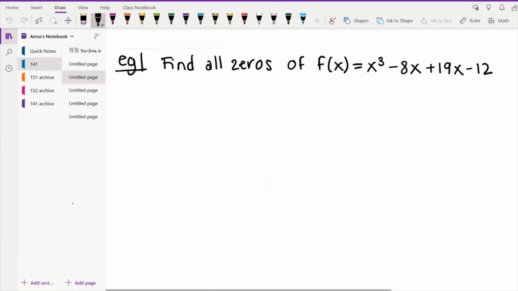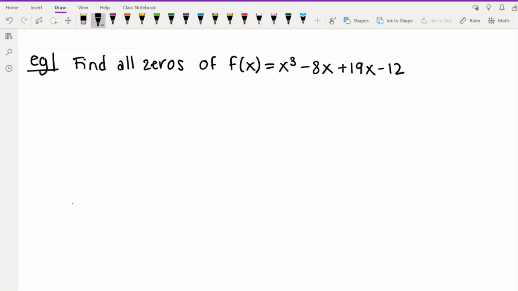Okay, so how do we find zeros of a polynomial in general? Well, we take the polynomial and we set it equal to 0 and we try to solve, right? So we have x cubed minus 8x, oh, I know what I forgot, squared. Minus 8x squared plus 19x minus 12 is equal to 0. So typically, this is not one that we would be able to factor, right?